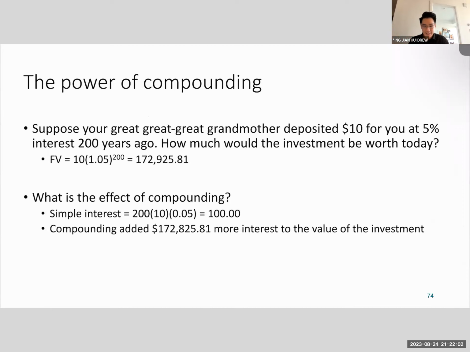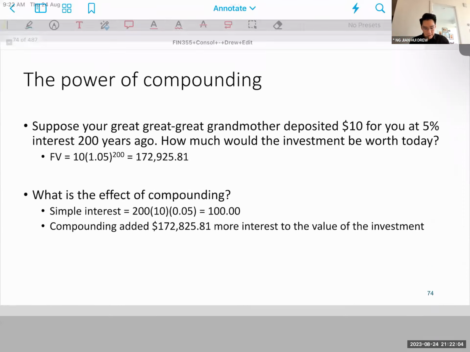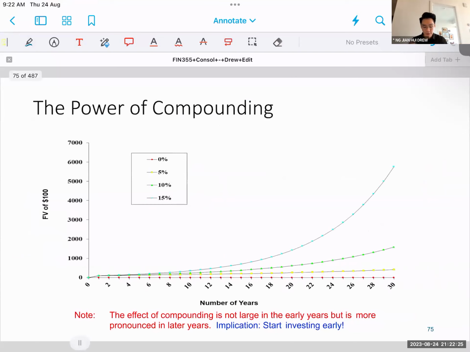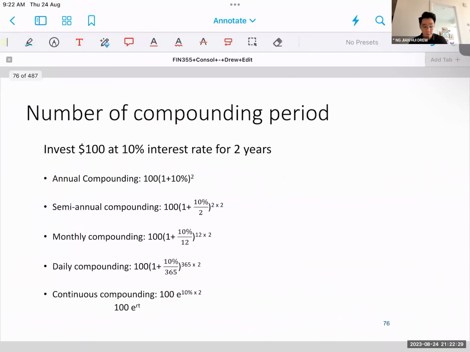The idea is the power of compounding. If we use compound interest, we get this amount. If we use simple interest, because we're just multiplying 5% times $10 times 200 years, we only get $100. So the power of compounding is quite a bit, as you can see here. I'm going quite fast, so do not worry. Of course, if there is any question, feel free to stop me. This is important, I would say.